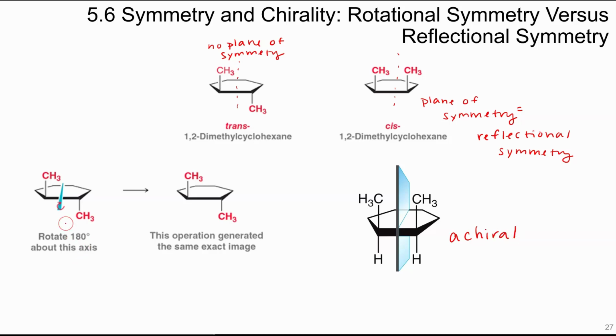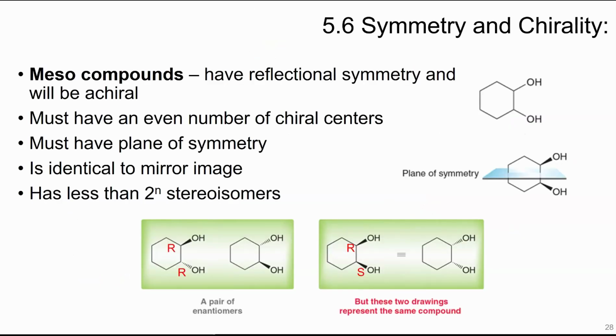So if you look at this molecule here in the trans, if you had this line here and you folded the molecule over, this would stack upon itself. So this one has rotational symmetry, and that is a chiral molecule. If it has a plane of symmetry within the molecule, it's achiral. If there's no plane of symmetry, then it is chiral. Meso compounds have that reflectional symmetry, and those again will be achiral.